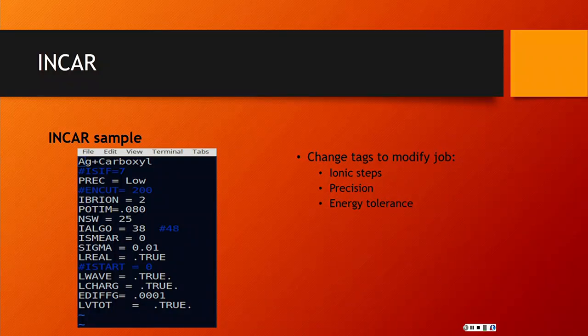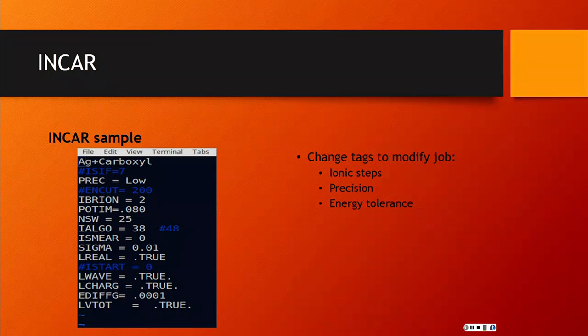Specifically, since VASP uses plane waves, precision will kind of specify the cutoff energy that the plane waves have. So low is going to be some low cutoff energy. The higher precision you go, the more energy values are going to be included, and the more precise your calculation will be. That's also reflected in ENCUT. You can explicitly set a value in electron volts that you want to cut off afterwards.